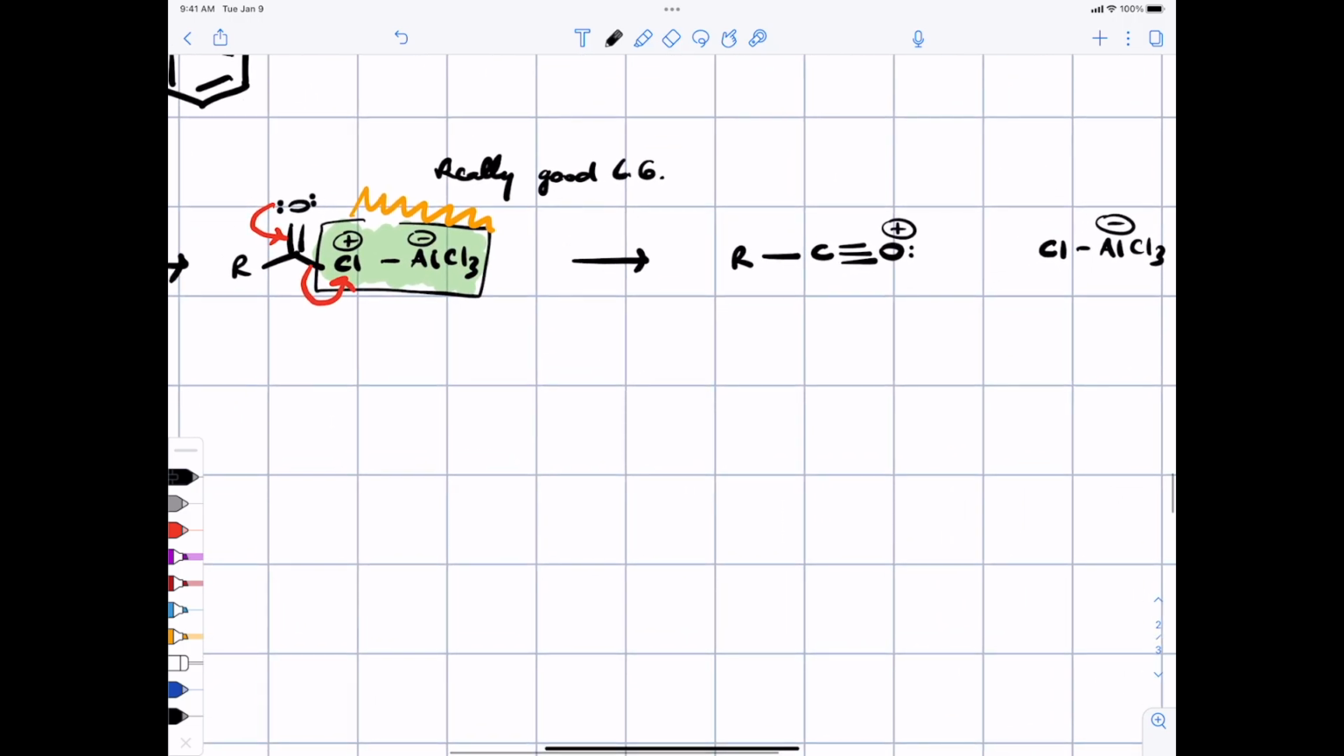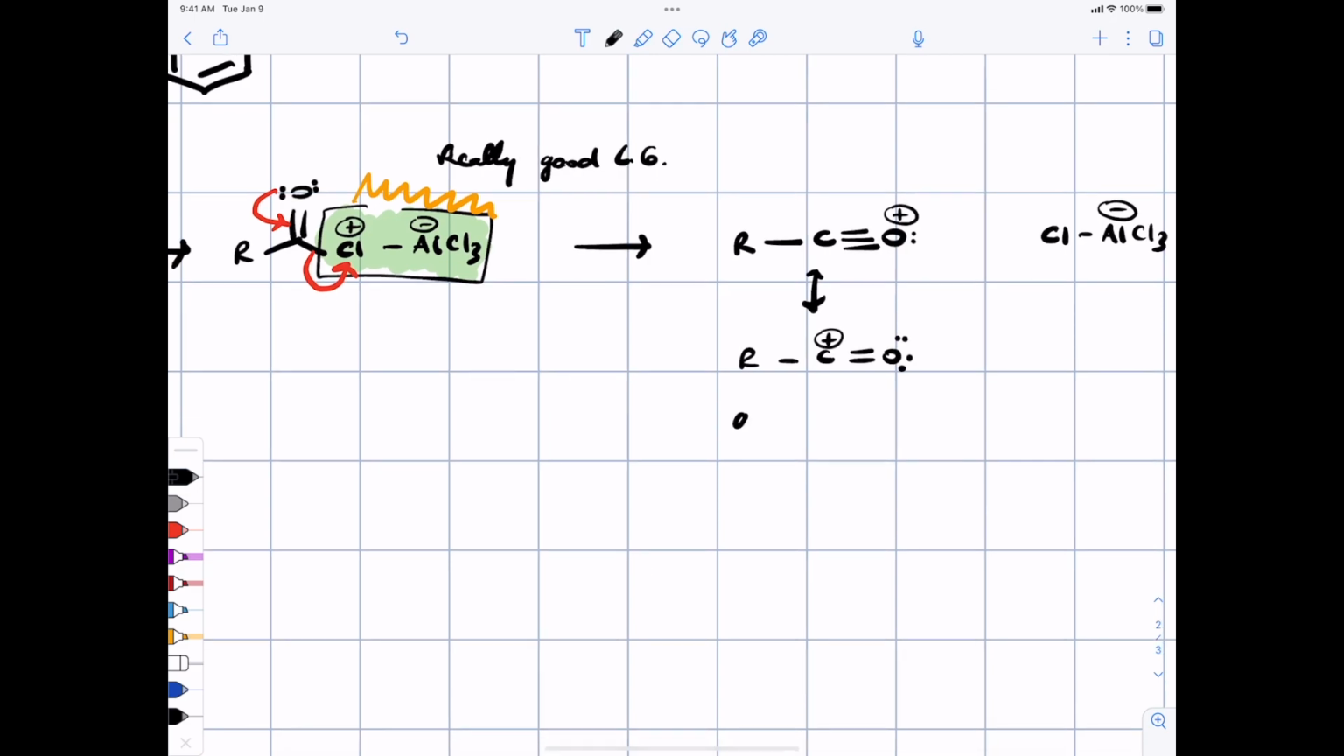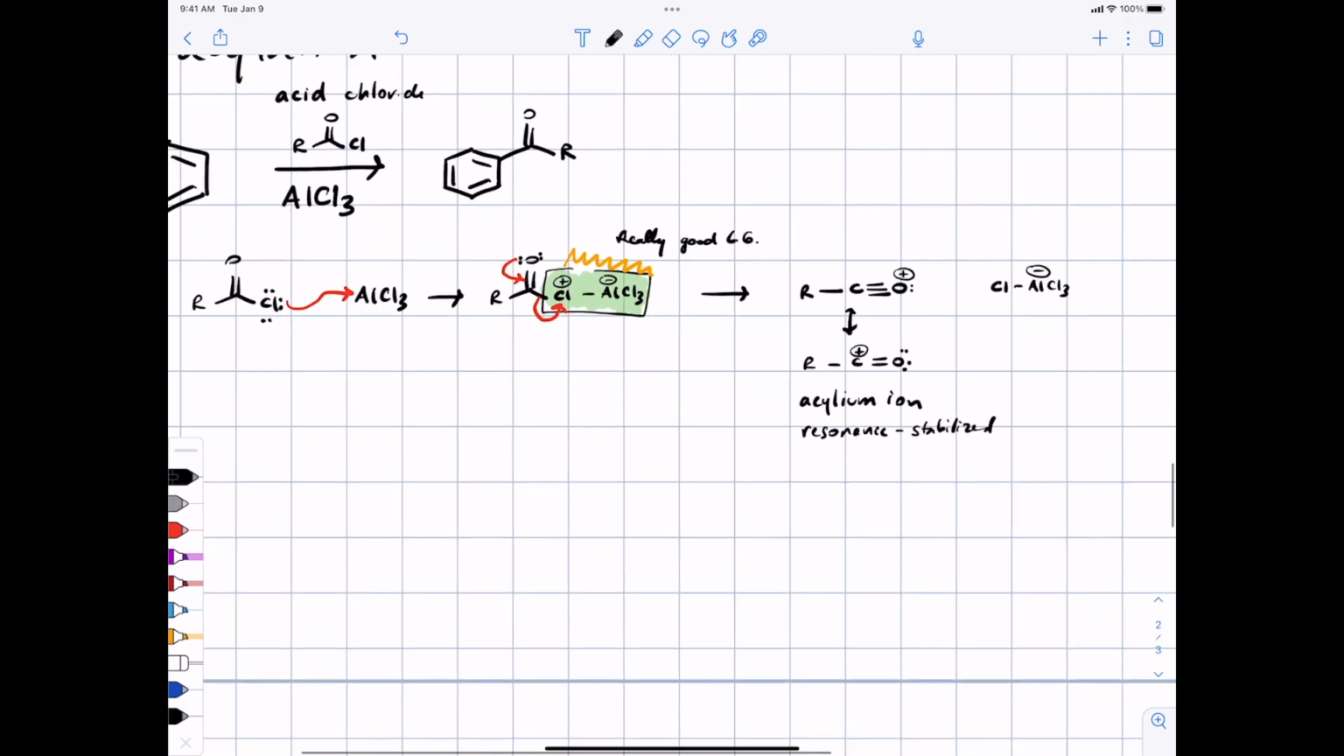Okay. Notice that this group here is resonance stabilized. I could put a positive charge on the carbon or on the oxygen. And this intermediate is called an acylium ion. It's a resonance stabilized carbocation. And it's electrophilic at the carbonyl carbon.